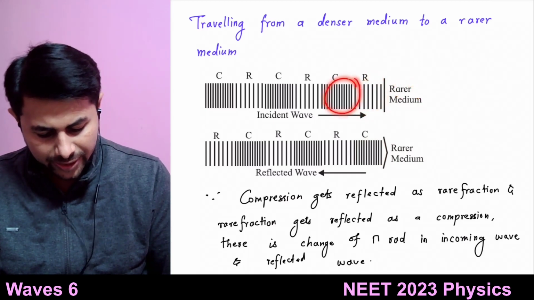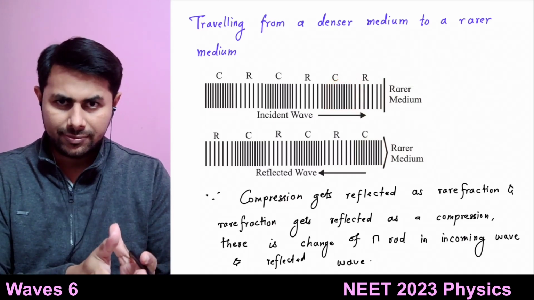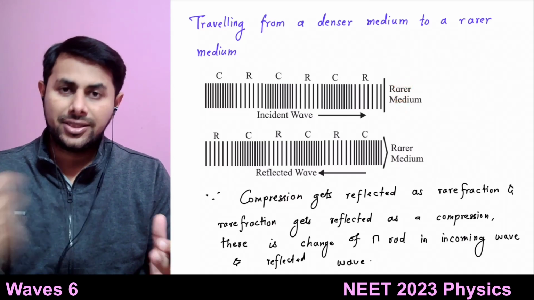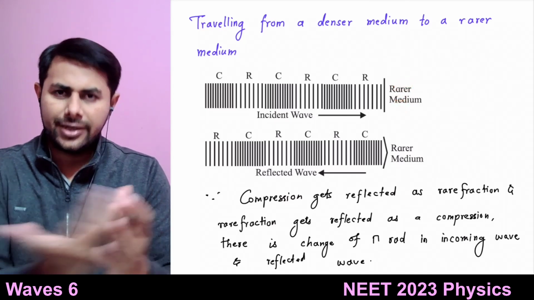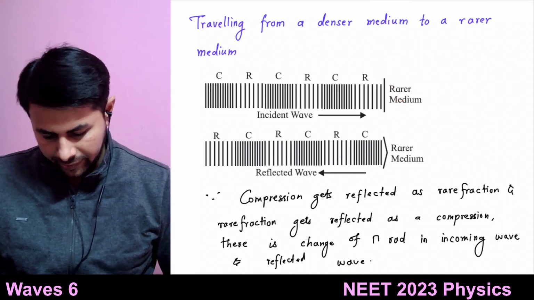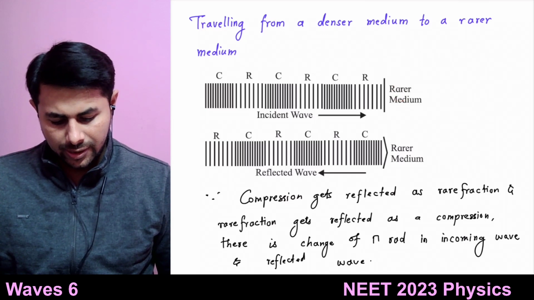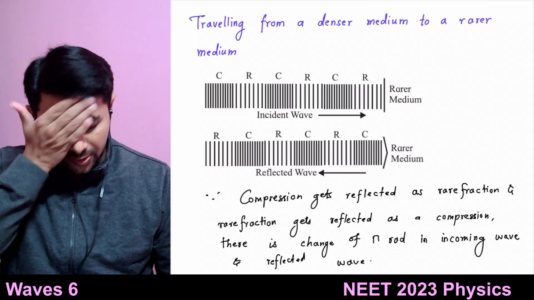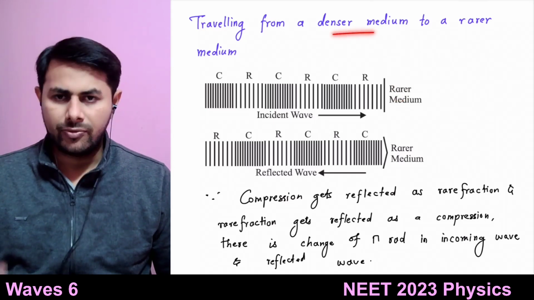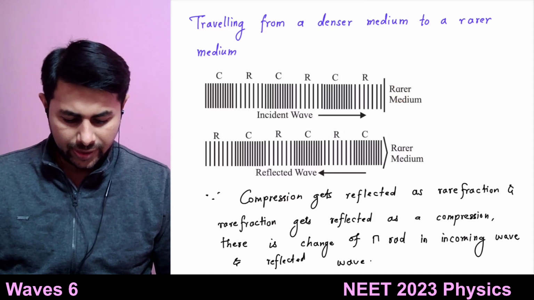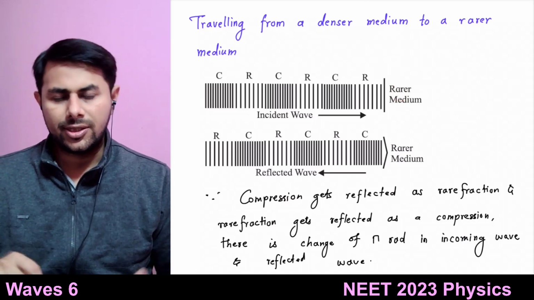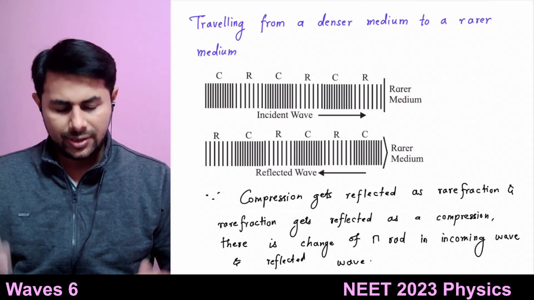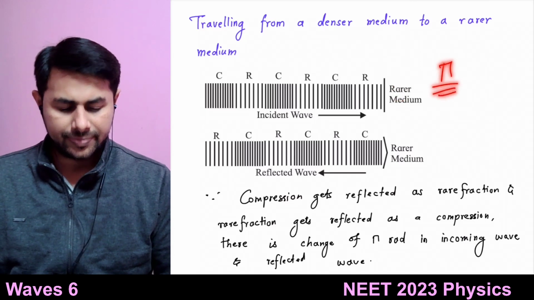And what follows the rarefaction? Compression follows rarefaction. So rarefaction travels into the rarer medium, and the next thing which is coming, the compression, gets reflected. So when a wave travels from a denser medium to a rarer medium, there is a phase shift of pi now. Okay, so when a wave, which wave? A longitudinal wave travels from a denser medium to a rarer medium. Since compression gets reflected as a rarefaction and rarefaction gets reflected as a compression, there is no phase shift of pi in this case.